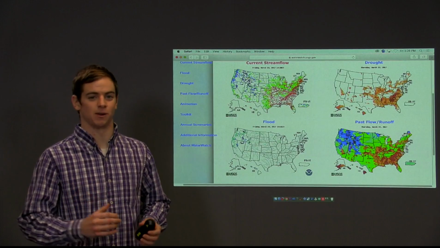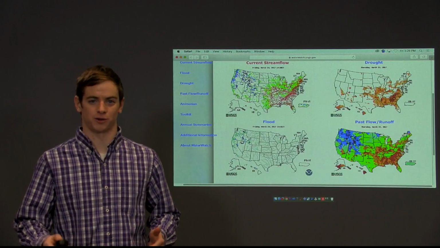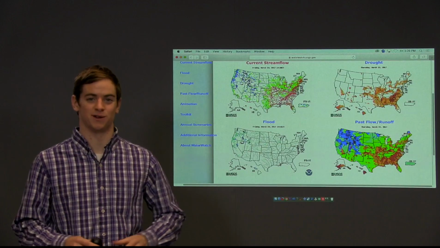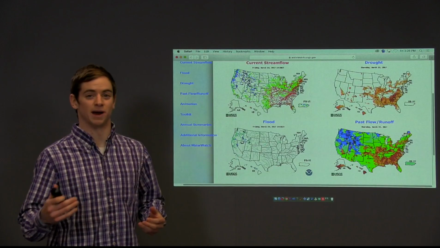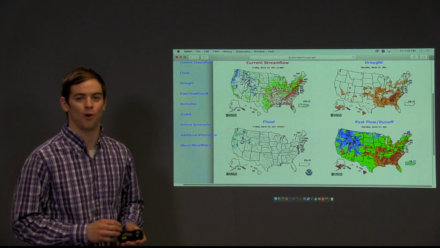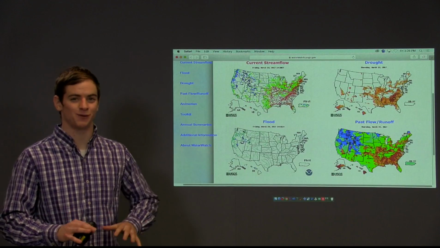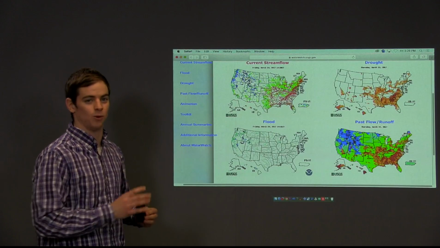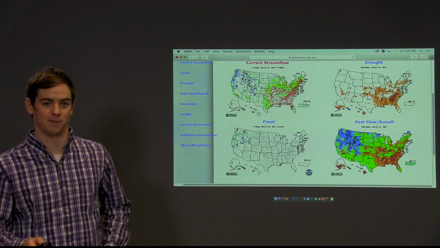Now, this data is collected by something called a stream gauge. Stream gauges are located in most rivers, streams, and creeks all throughout the United States. The data is collected by the stream gauges and sent to the USGS to be placed onto WaterWatch. WaterWatch displays it in many different ways, including the four main ones: current streamflow, drought map, flood map, and runoff maps.